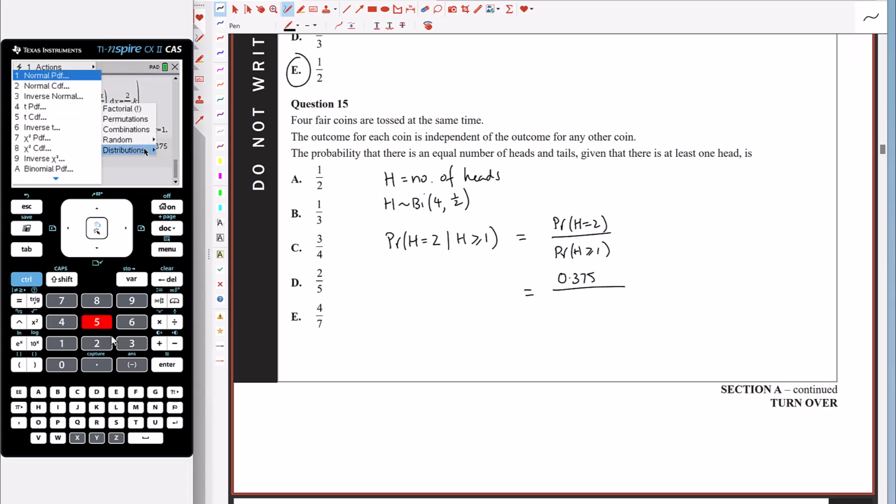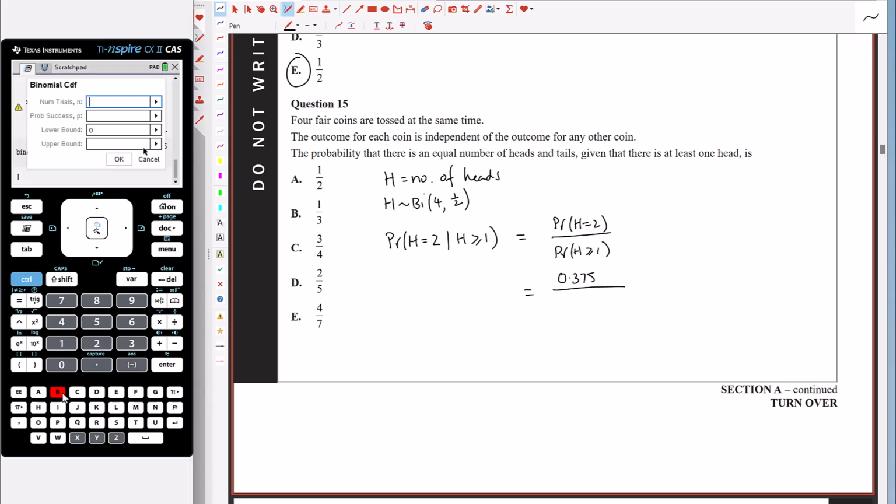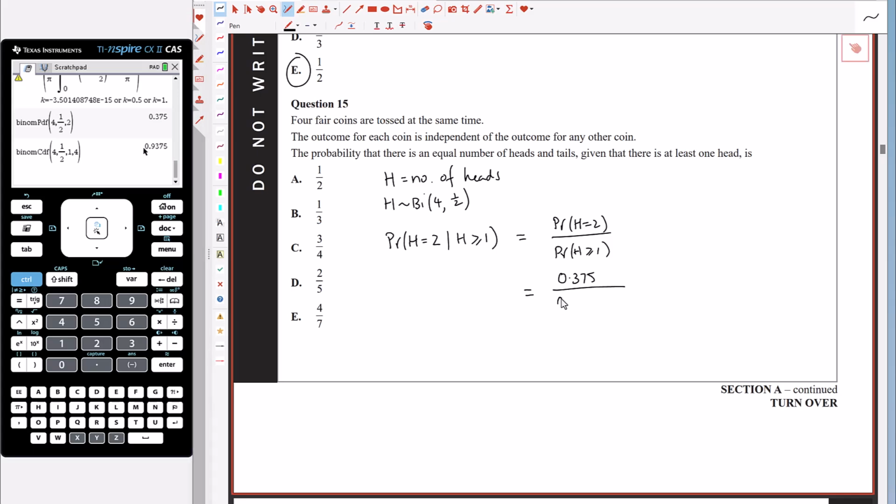And then menu 55B. So number of trials is 4, probability of success is half. Sorry, need to recalibrate over at the side here where the CAS is. And the lower bound we want greater than or equal to 1, so lower bound is 1 and upper bound therefore is 4. And so that is 0.9375, which I also don't think is rounded, so I think we'll be fine to get a fraction when we do this division, or get a nice exact answer anyway. Okay, and that's not even approximately equal to, it's actually equal to 0.4, which is 2/5, so D.